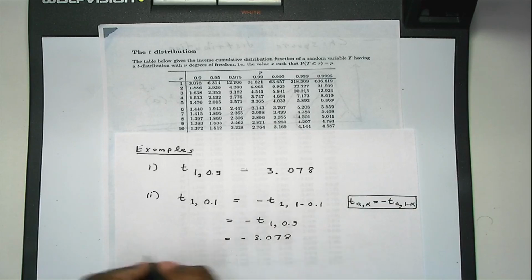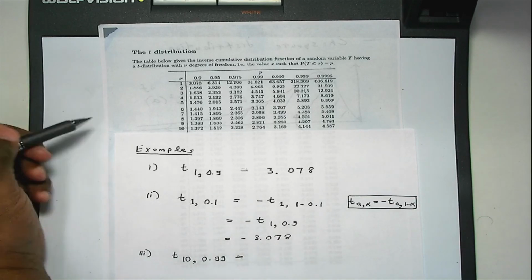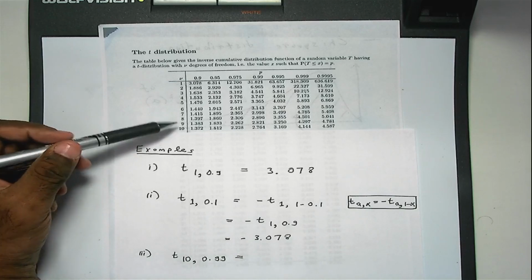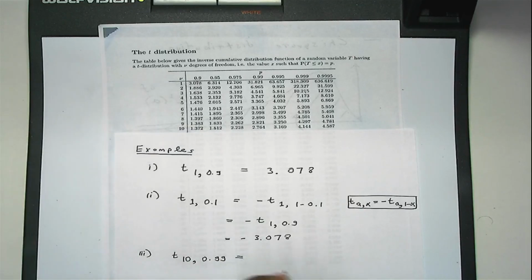Example 3. Suppose you want to read the percentile corresponding to 10 degrees of freedom and a probability of 0.99 to the left. To read this, you go to the table, look for 10 degrees of freedom and a probability of 0.99. So that is 2.764. All right, so this is how you read the t-table. The next thing I'm going to talk about is the chi-square distribution.